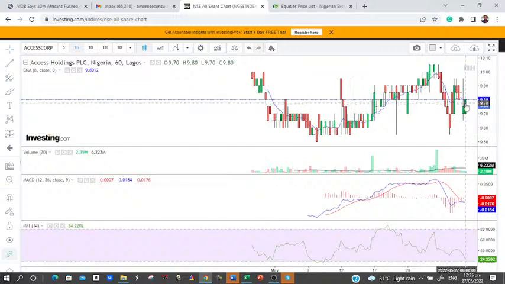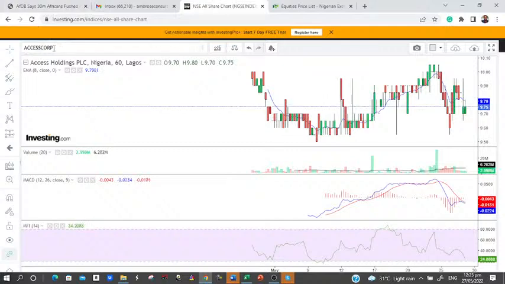Okay, so almost just 10 naira before. You can see here, this is for Access Bank. Let's quickly look at UCAP and also look at our time. We still have time. Let's look at UCAP and what is happening in UCAP.